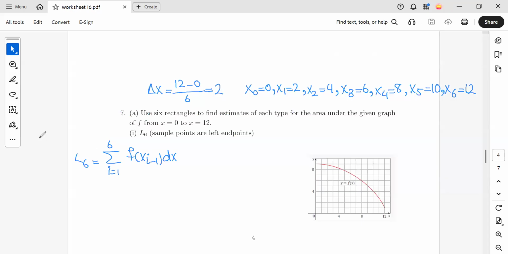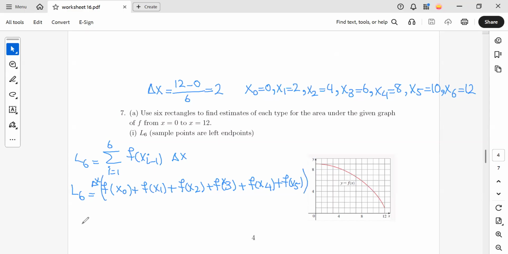And instead of dx, we write delta x. Okay, L6 will be f of x sub 0 for the first one, f of x sub 1, sub 2, 3, 4, and f of x sub 5. And we know that delta x is in common, so I would factor out delta x here.